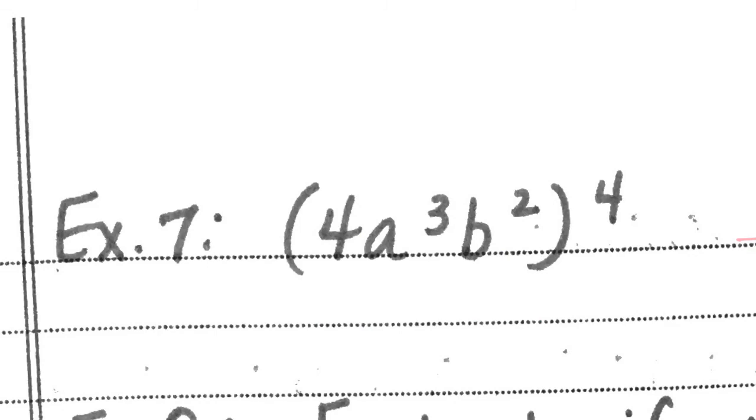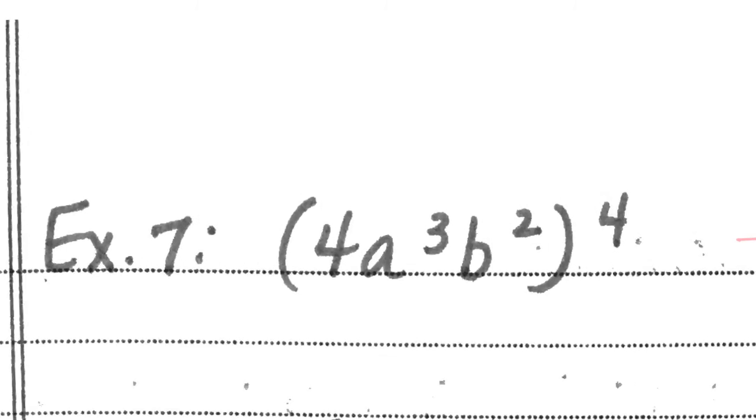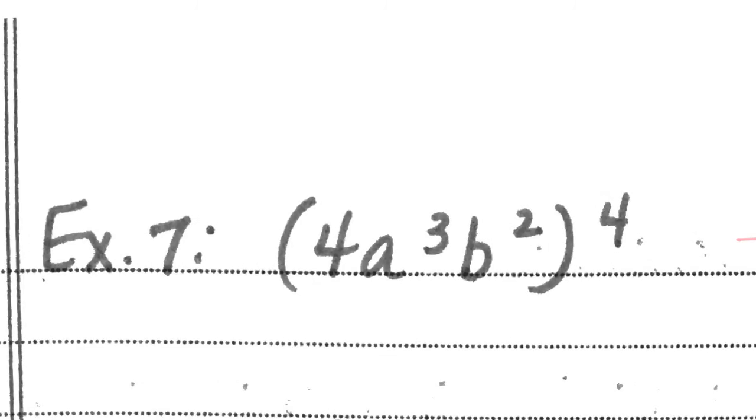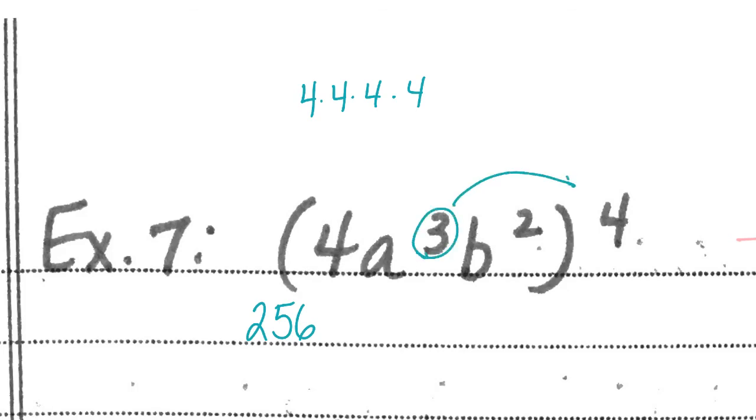4a cubed b squared to the fourth power. You may not know what 4 to the fourth power is. Eventually, we will learn what 16 times 16 is, because remember that's saying 4 times 4 times 4 times 4. That is 256, and when I have a power to a power, I multiply. Power to a power, I multiply. So the answer here is 256, a to the 12th, b to the 8th.